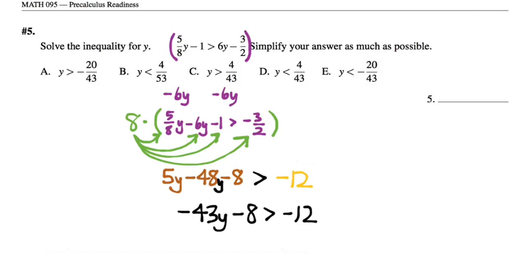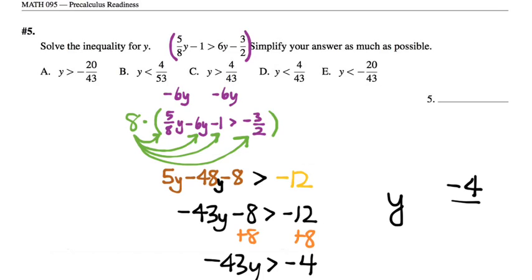We'll add 8 to both sides. Negative 43y greater than negative 4. And then what's my last step? Divide both sides by negative 43. But when I divide both sides by negative 43, I'm going to ask again, should I keep this inequality or flip this inequality? Flip it, because we divided by a negative. And then a negative divided by a negative can be easily rewritten as a positive. And so the solution that I get for this inequality is that y is less than 4 over 43.